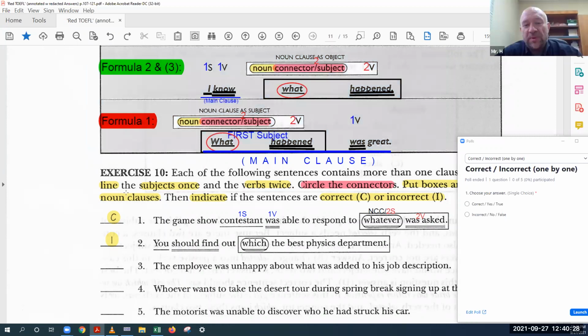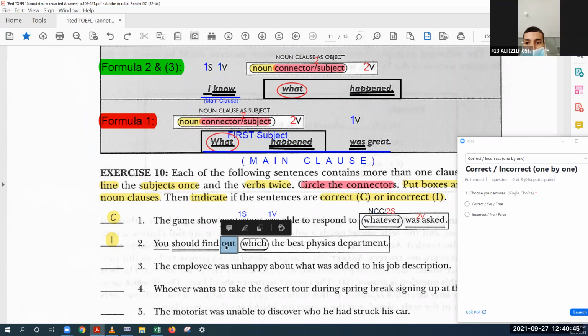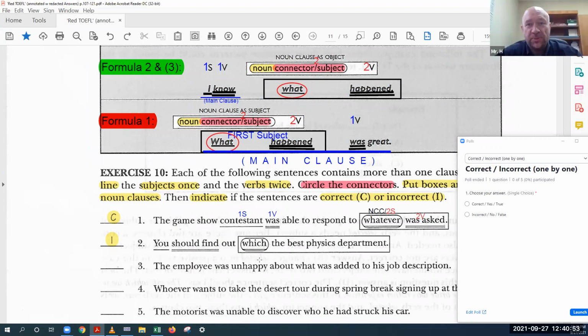Is it Formula 1 or 2 or 3? Formula 2. Well, you could say it's Formula 2, but that's a preposition, right? Yes. Okay. So it's Formula 3. All right. Use the formula to explain it, please.